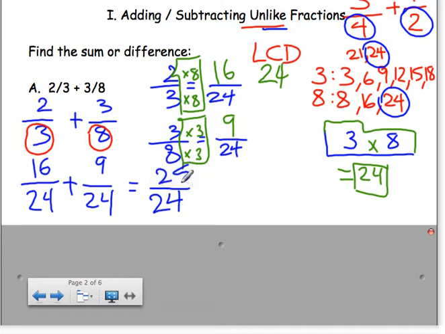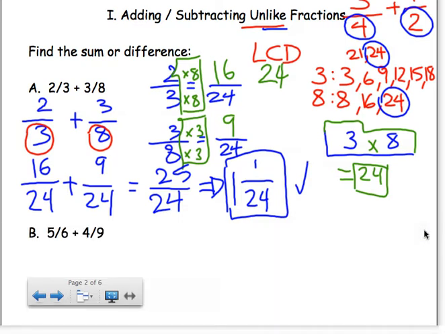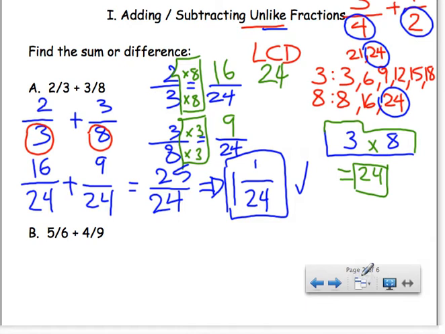That's an improper fraction, so I'm going to turn it into a mixed number. 25/24 is the same thing as 1 and 1/24. And so that would be my answer for this first one. You can see a lot of fraction skills here involved in a single problem. Okay, stop the video here. Go ahead and try this 5/6 plus 4/9. After you've tried it on your paper, press play to check your answer.